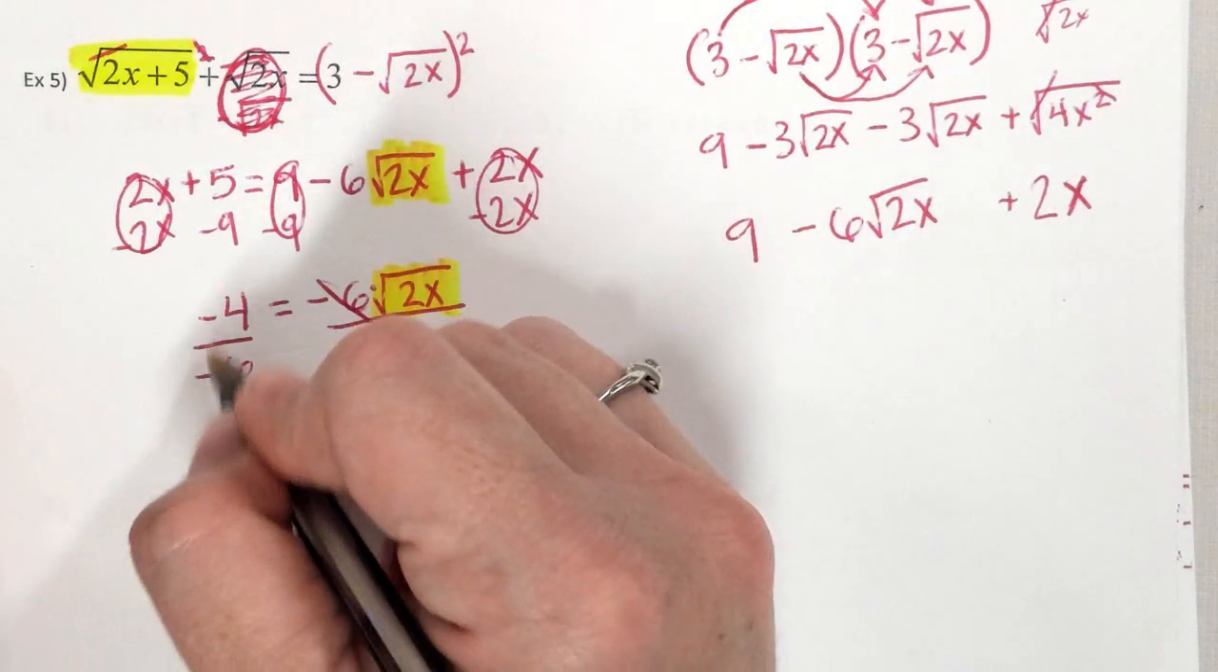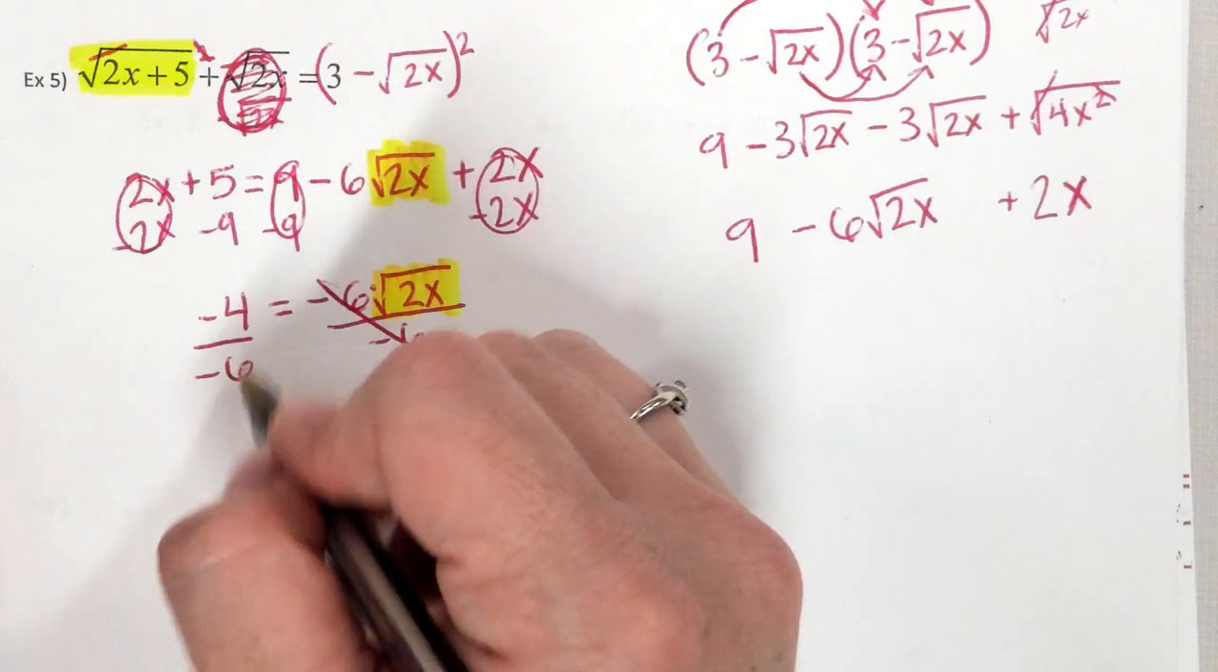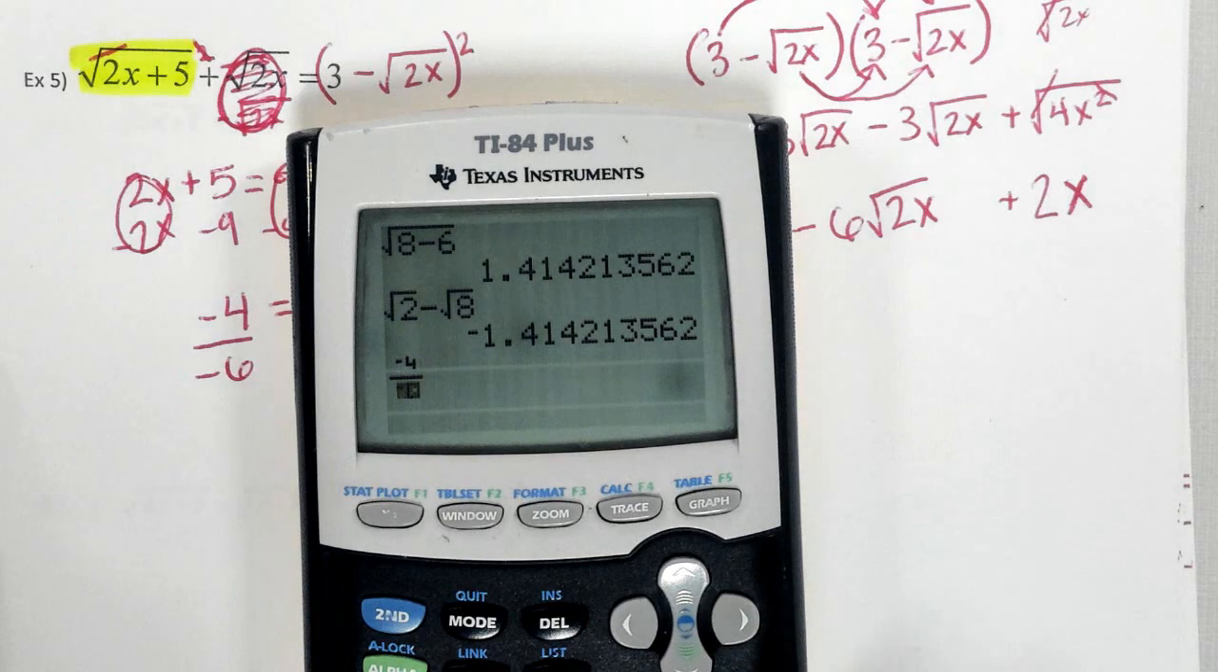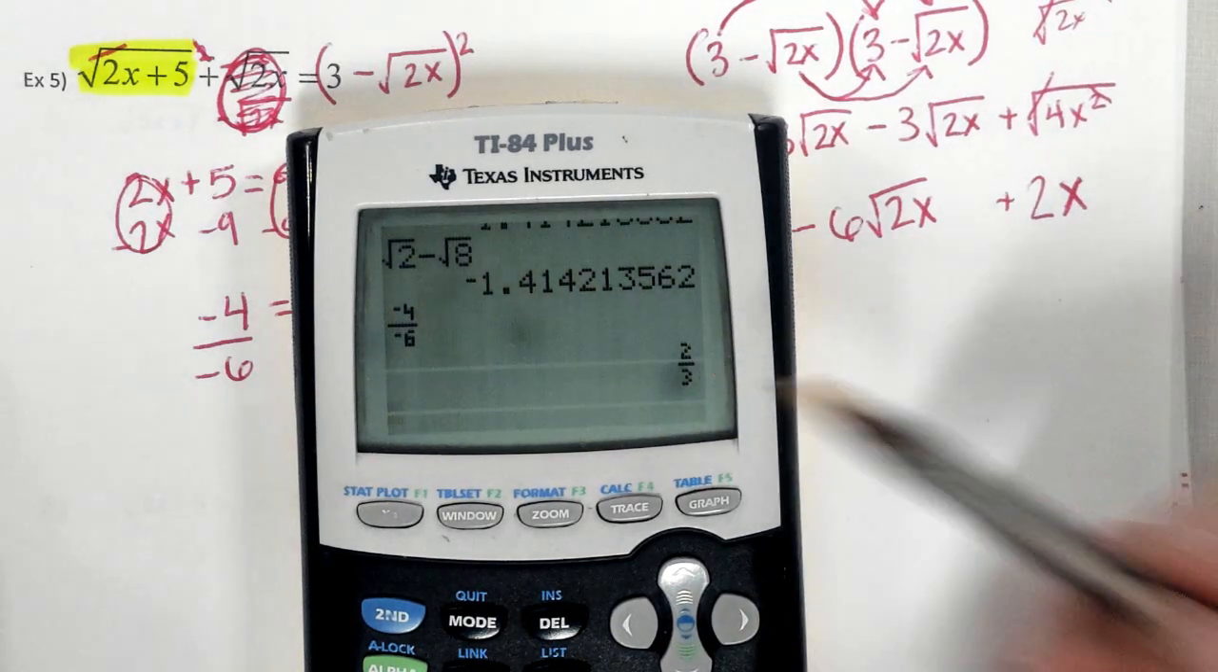So it does, 2 negatives cancel and make a positive. And then if you type in your calculator, alpha y equals enter, you could even leave the negatives. It's going to give you a positive 2/3. Okay?